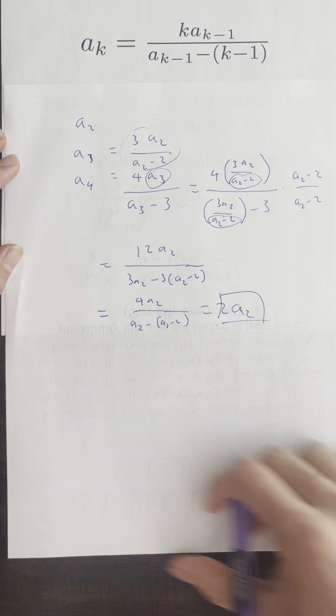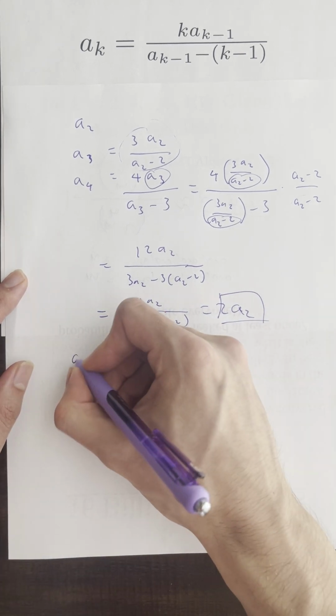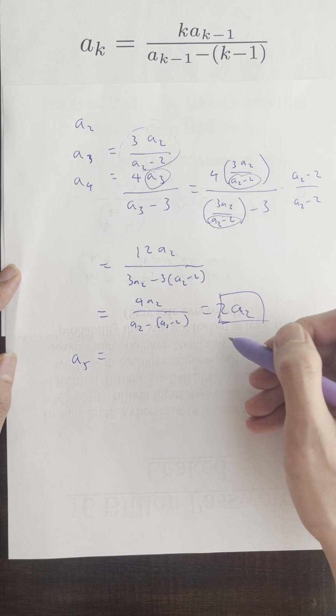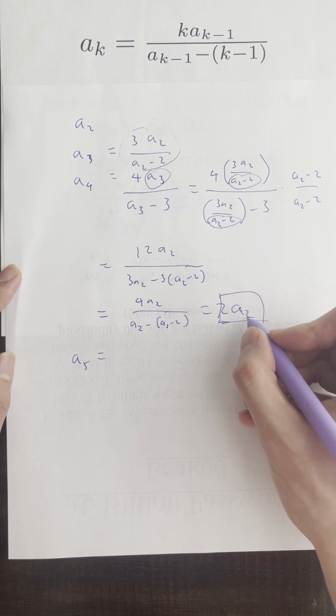Now I wonder what it would be for A6. So let's do A5 and A6. My theory here is A6 is going to be, let's see.